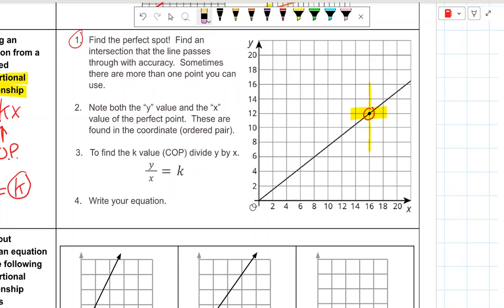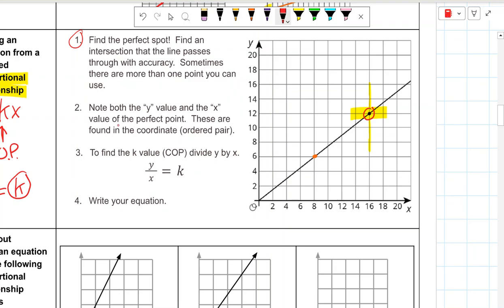Where's another one that's inaccurate? How about this one right here? It's close, but it's not accurate. It needs to be just like this one right here. That one is very accurate. All right, so let's go ahead and do what it says. Find an intersection that the line passes through with accuracy. One's already listed. Sometimes there is more than one point you can use. We did find an additional point.